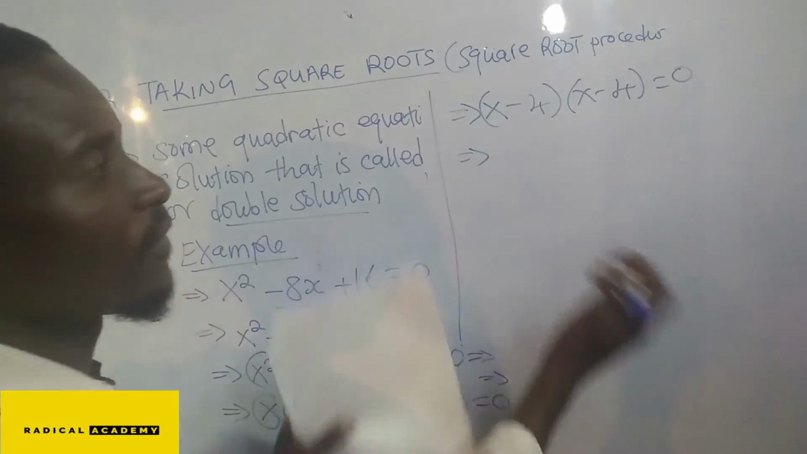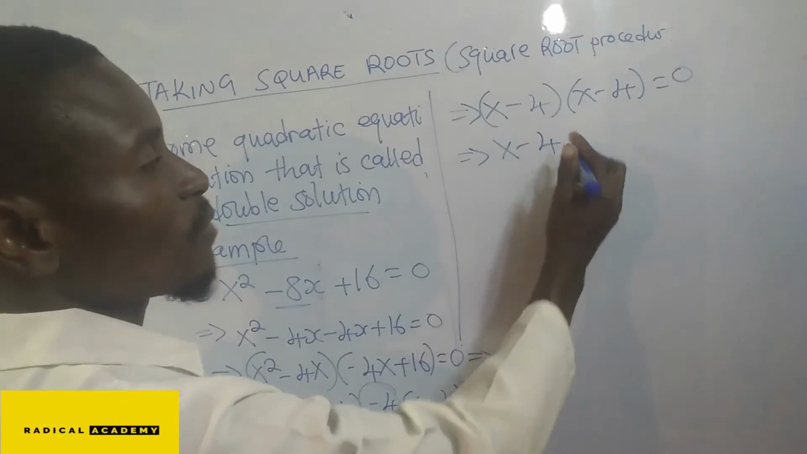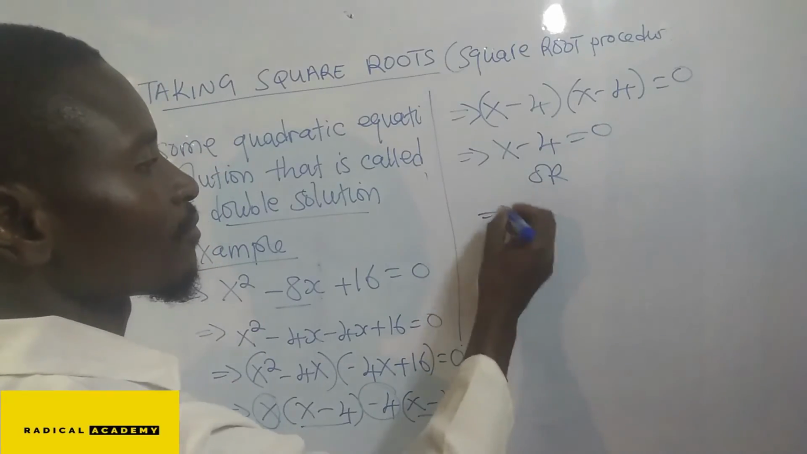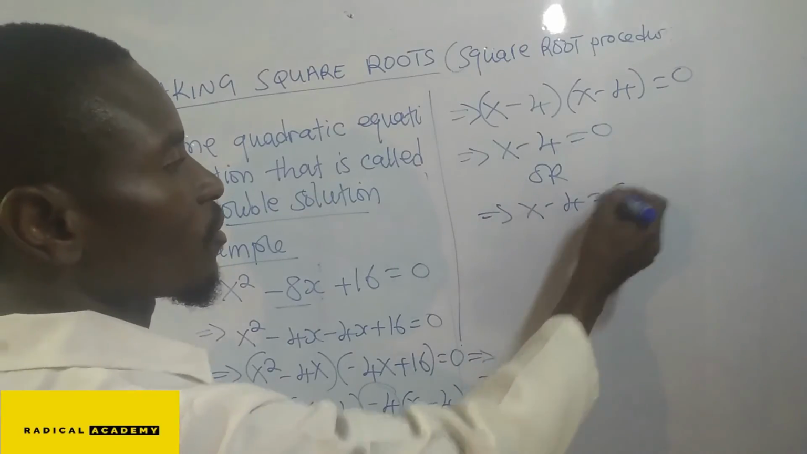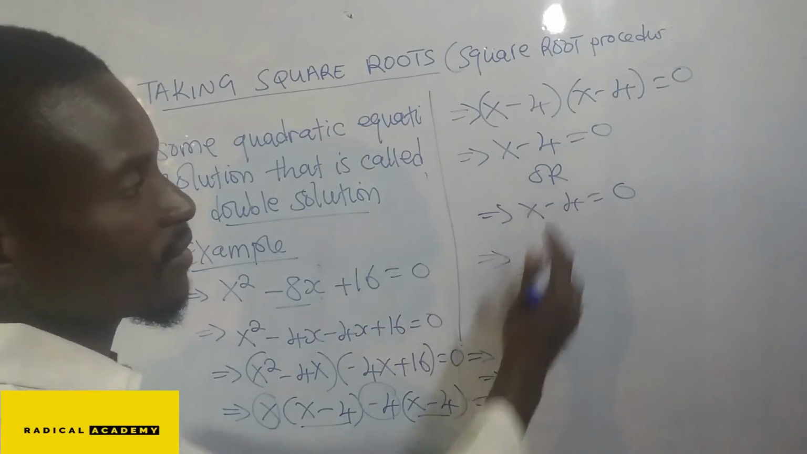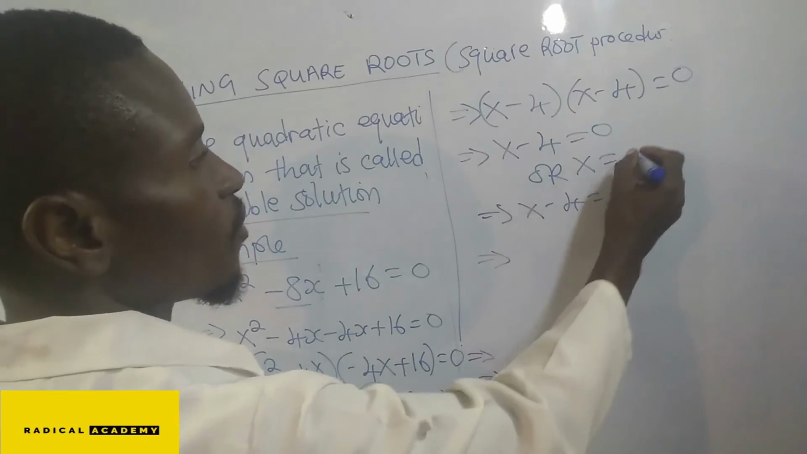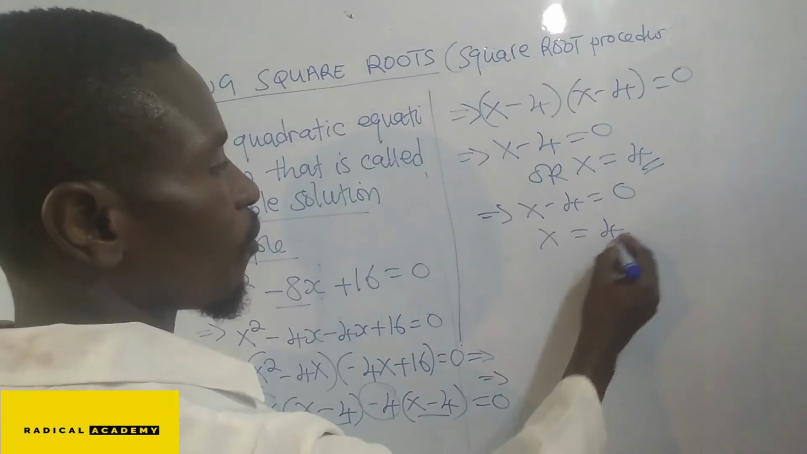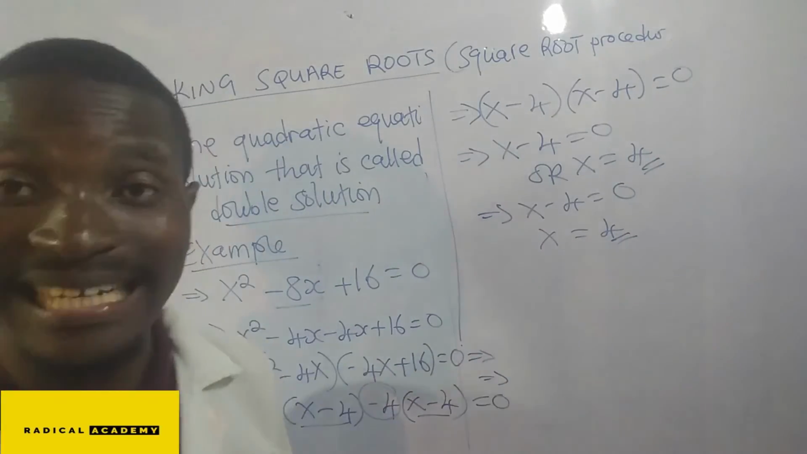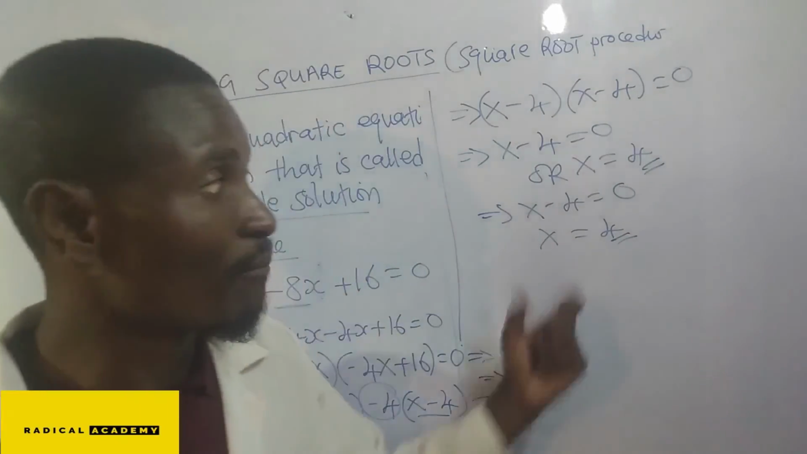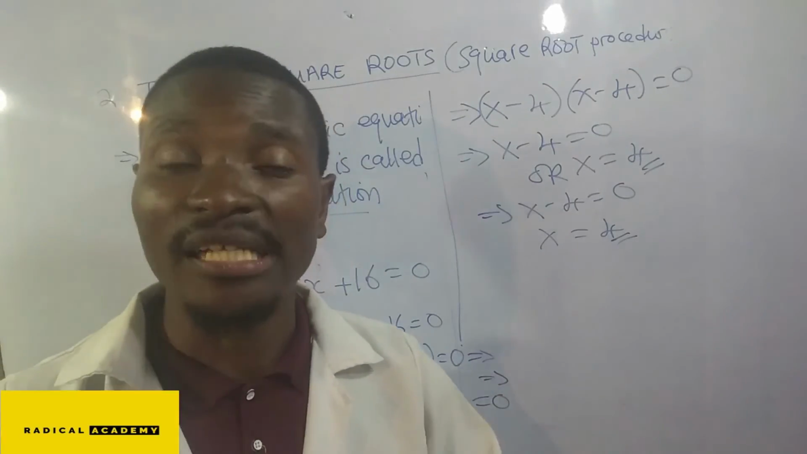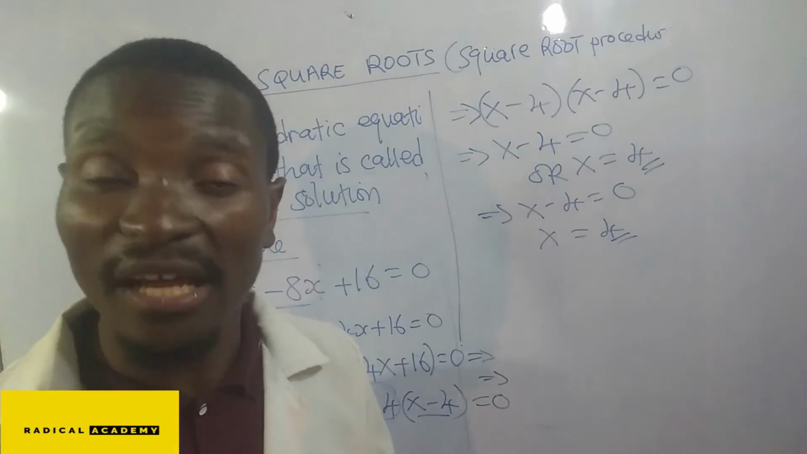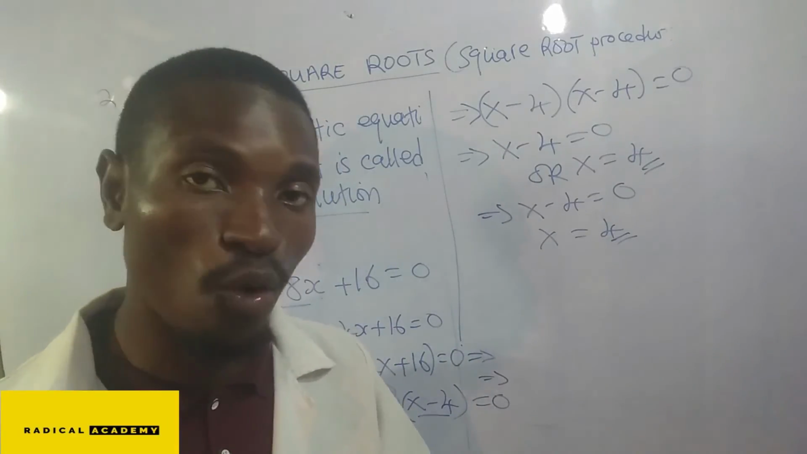Okay, so now you remove the bracket: x minus 4 equals 0, or x minus 4 equals 0. So you can see that this is going to be x equals 4, or x equals 4. Okay, so those are the solutions that make the equation valid and true, that satisfy the equation. So the values of x are 4 and 4.